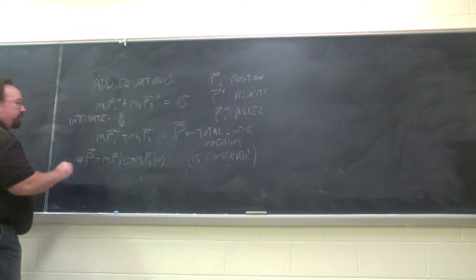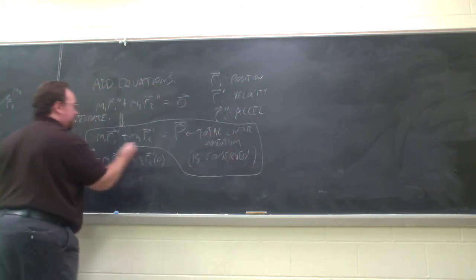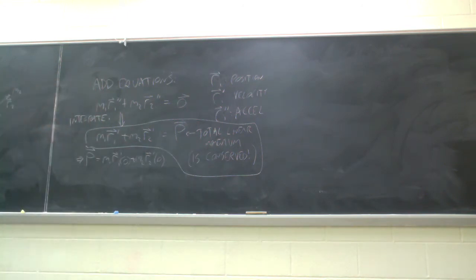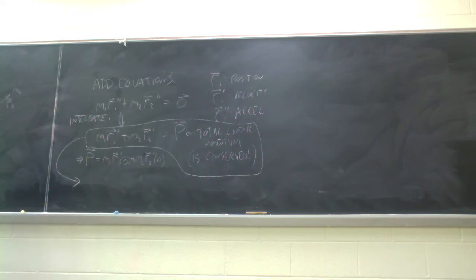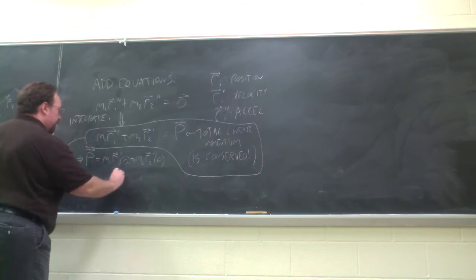So that's the first thing I want to point out: because it's constant, we have conservation of momentum. Now, suppose we take this equation and integrate it again. On the left side, we're going to have m1 r1, so position, and m2 r2, the other position.